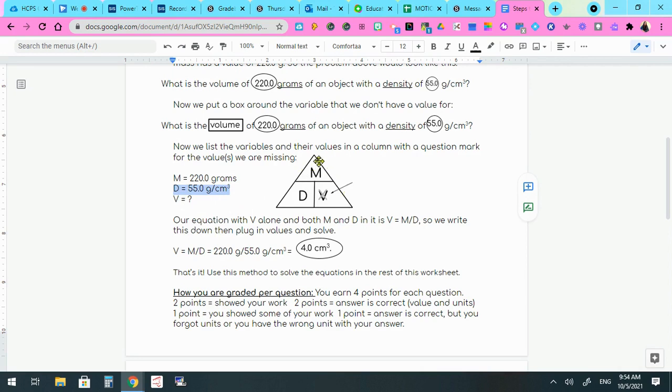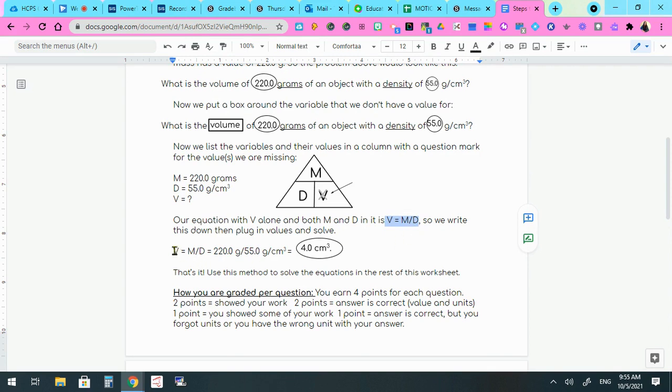Here's our triangle that you're familiar with for density. Density is mass divided by volume. So you cross out the one you're trying to solve for. In this case, we're trying to solve for volume. And you can see the relationship between mass and density is going to be a division problem because mass is on top of density. So we write out our formula, which isolates volume on the left side of the equal sign. So that's what we're trying to solve for. So volume is going to equal mass divided by density. And now all we have to do is plug in the values with the unit and solve.